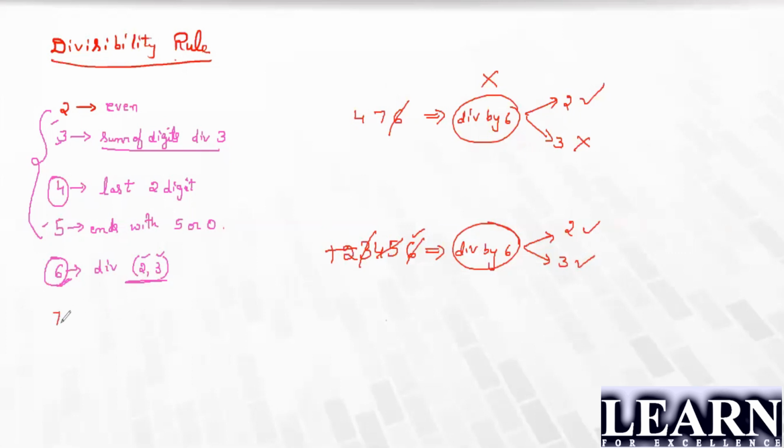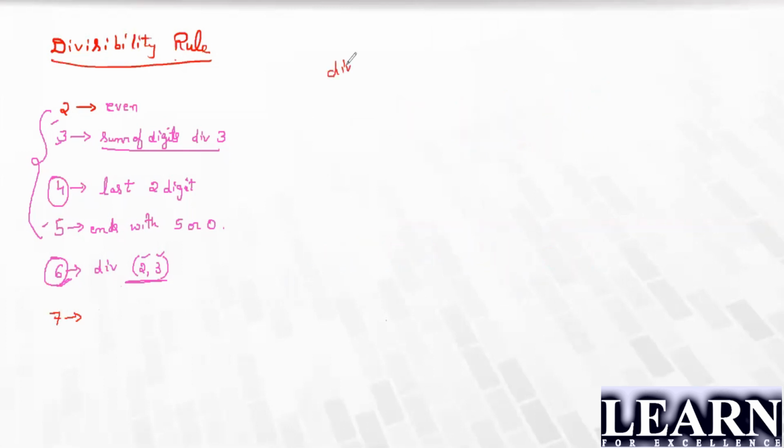Next one. What about 7? Yes, what about 7? Okay, please make a note of this one. Please check it out. Divisibility of 7. Now what you have to do is, please make a note of the steps here. Take out the last digit, multiply by 2. Last digit multiplied by 2. I can say remove the last digit, multiply by 2.